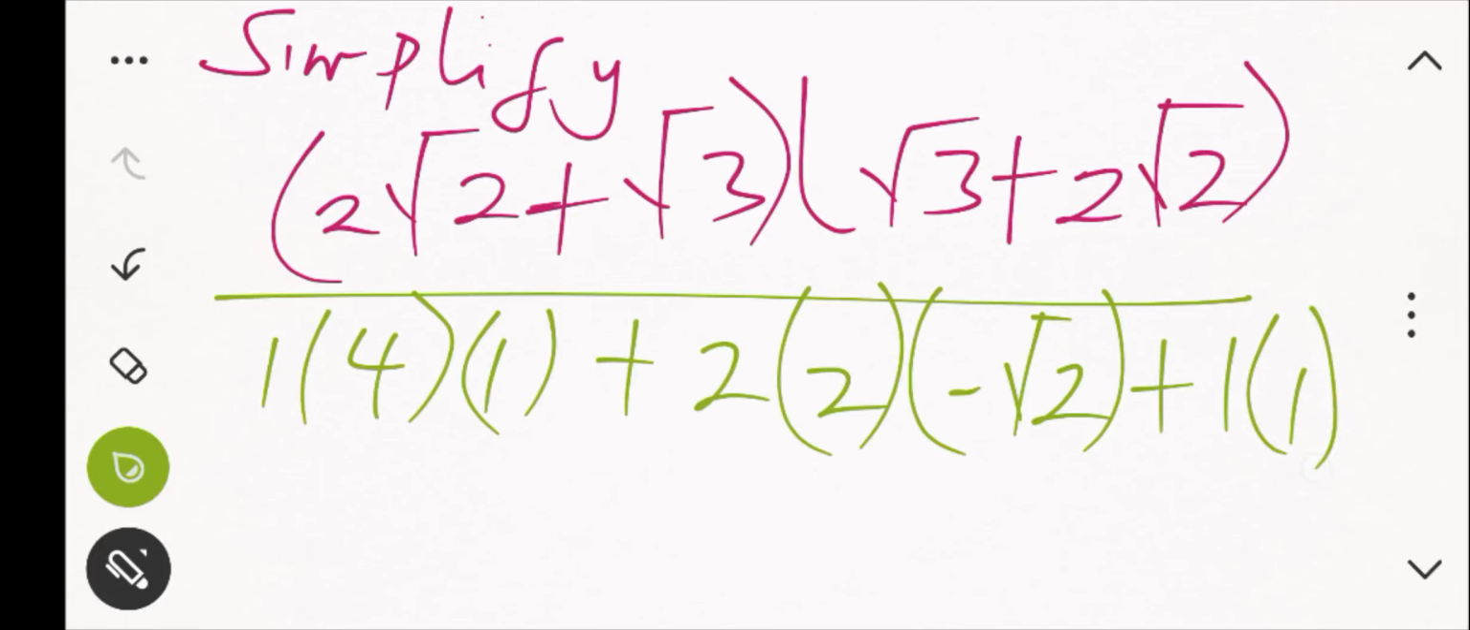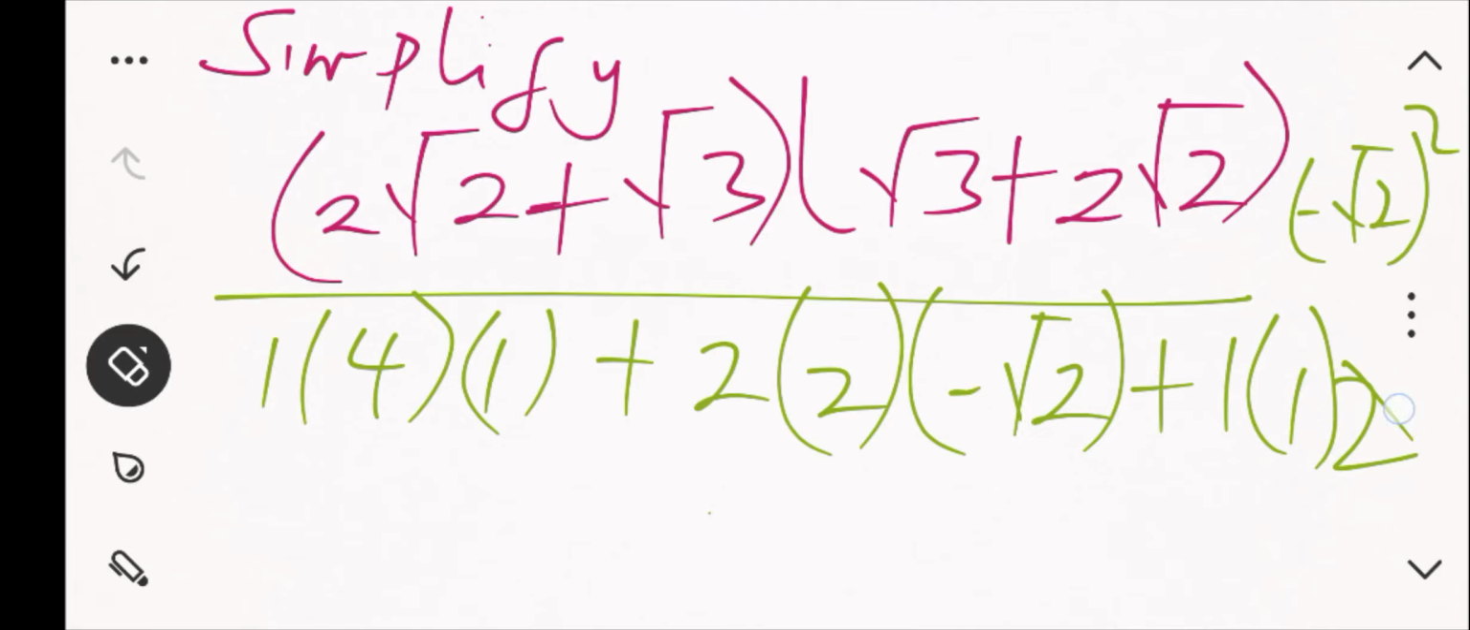Then we are talking about negative root 2 to the power of 2. Right. So it means that negative root 2 times itself twice, which is going to be positive. So it's going to be positive 2. Let me just write the 2 here. Positive 2. So this is what we have.